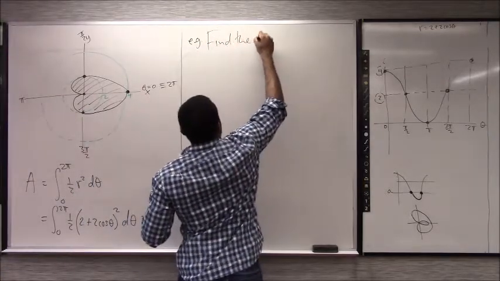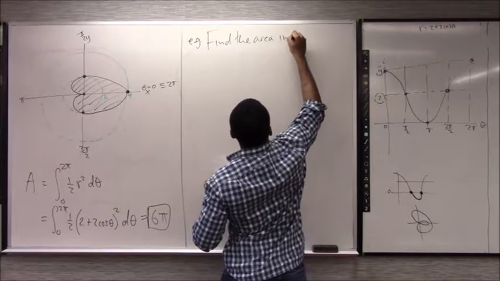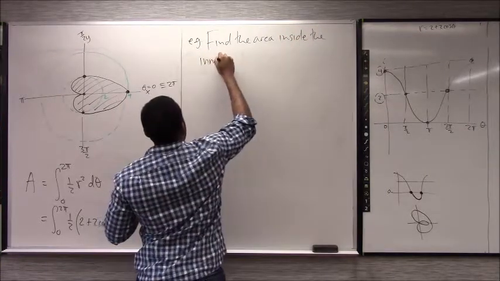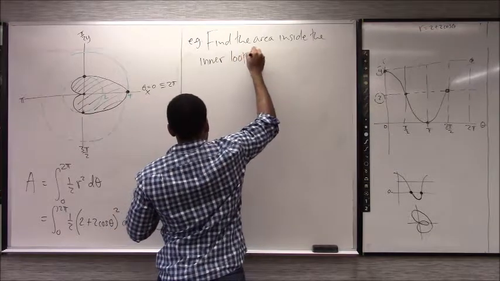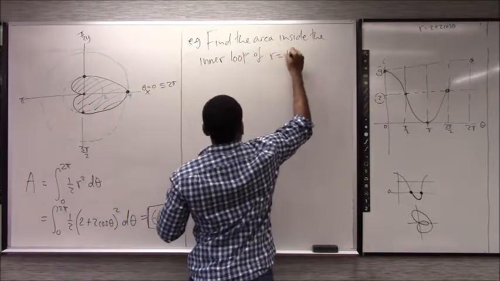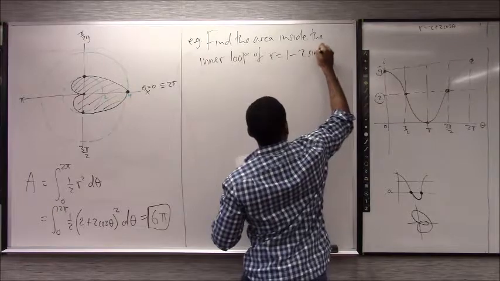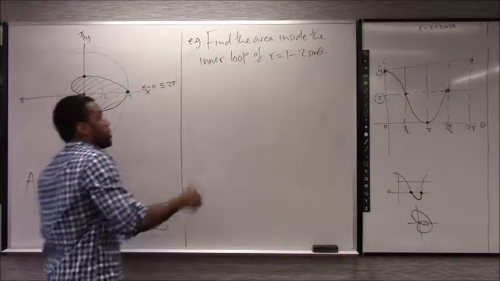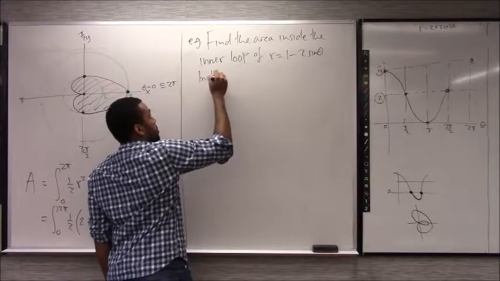Find the area inside the inner loop of r equals 1 minus 2 sine theta. Include a sketch.